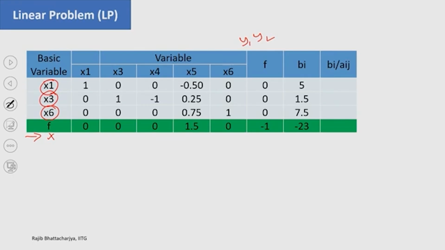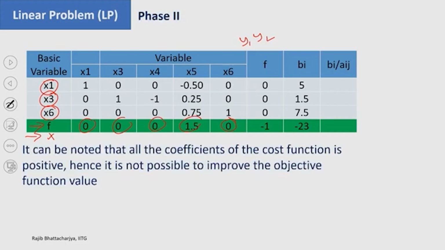Now, the question is, can we improve this solution? There is no negative coefficient in the objective function row. So, all are positive. Okay. So, therefore, you cannot improve this solution, and so I can say that whatever solution you are getting, that is the optimal solution. So, what I have written here, it can be noted that all the coefficients of the cost function, that is the objective function, are positive. Hence, it is not possible to improve the objective function value. So, you will not get any improvement because all of them are positive.